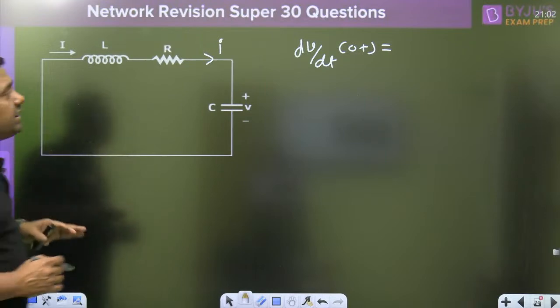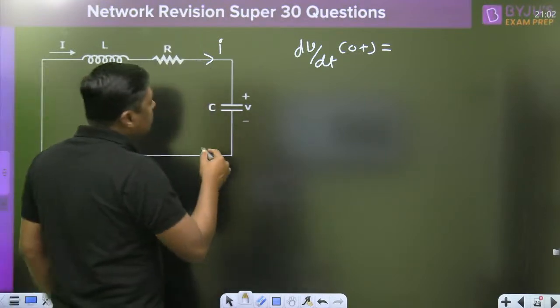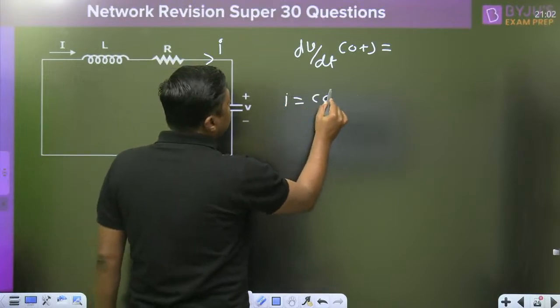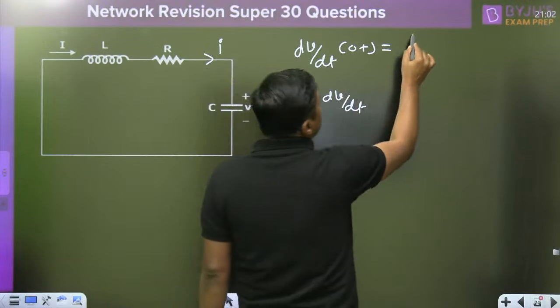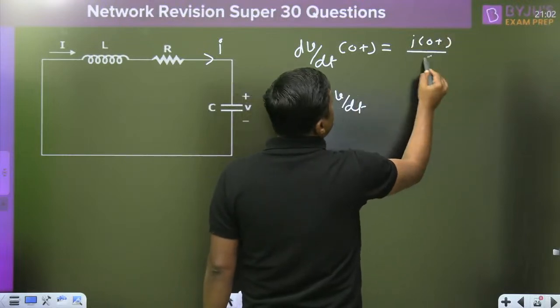Right, what is the dv by dt? That dv by dt is nothing but the current through the capacitor, given by I equals C dvc by dt. So what is the dv by dt at 0 plus? This is nothing but I at 0 plus divided by the C.